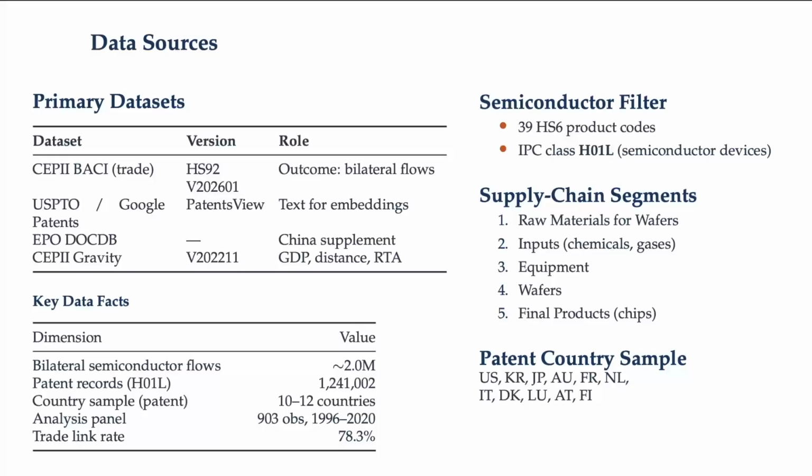And then I can figure out the dimensions of the data. Bilateral semiconductor flows are about 2 million. Patent records are 1.24 million. In the semiconductor industry, we can reduce about 200 countries down to 10 to 12 countries of patent data. So when everything is merged, it is 903 observations of country pairs.